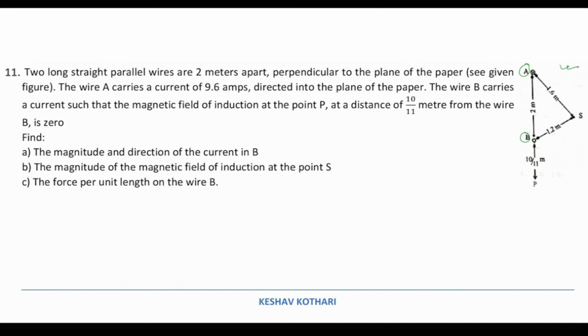Find the magnitude and direction of the current in B, the magnitude of the magnetic field of induction at the point S, and the force per unit length on the wire B.